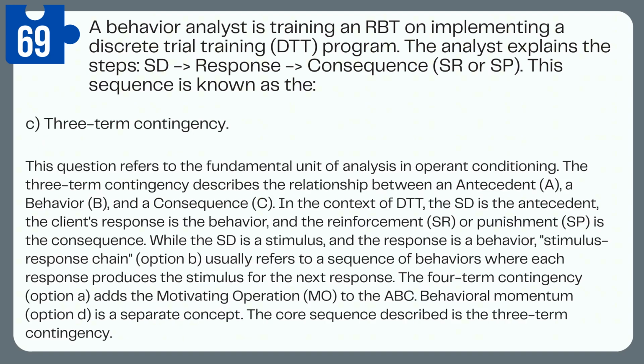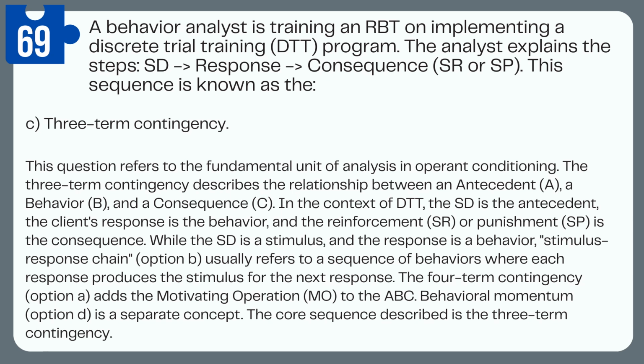Answer: C. Three-term contingency. This question refers to the fundamental unit of analysis in operant conditioning. The three-term contingency describes the relationship between an antecedent, A, a behavior, B, and a consequence, C. In the context of DTT, the SD is the antecedent, the client's response is the behavior, and the reinforcement, SR, or punishment, SP, is the consequence.